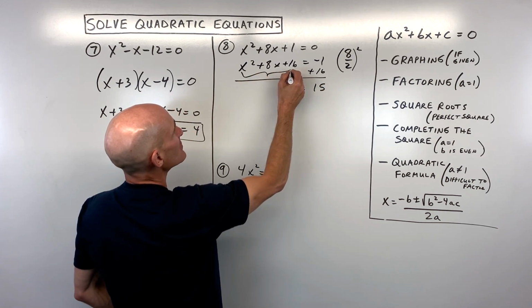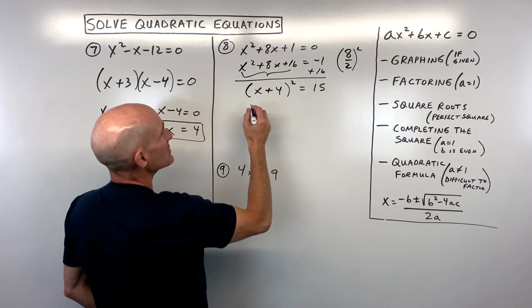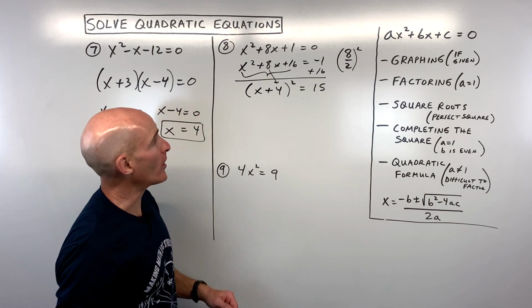And then we can factor this. This is now a perfect square. It's going to be x plus 4, the quantity squared. Remember, it's always half of that b value. If this was minus 8x, that'd be minus 4.